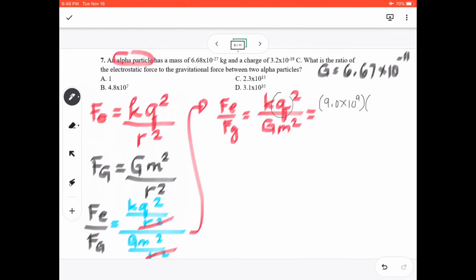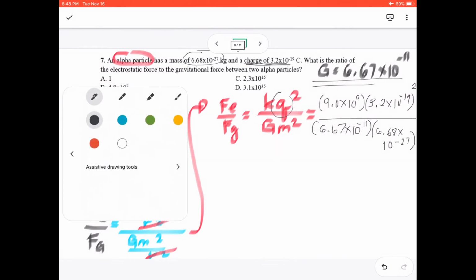In our problem, the q, the charge is 3.2 times 10 raised to negative 19, and we're going to square that, square because of the formula, divided by g. The g is this one, 6.67 times 10 raised to negative 11 multiplied to the mass. The mass given is 6.68 multiplied to 10 raised to negative 27 kilograms.